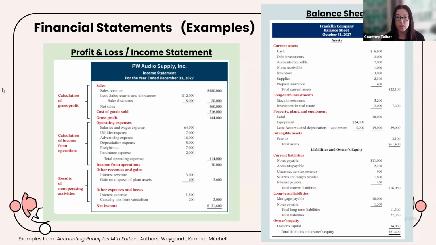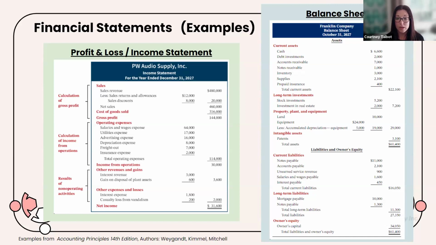It's important to notice that cost of goods sold is up towards the top, right after sales. Sales minus cost of goods sold gets us a gross profit. The gross profit can be thought of as the amount of money remaining after all of our direct costs are accounted for to pay for everything else.